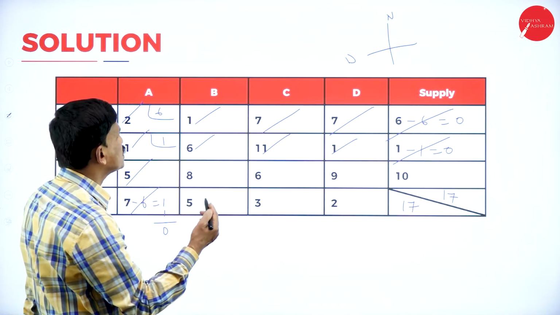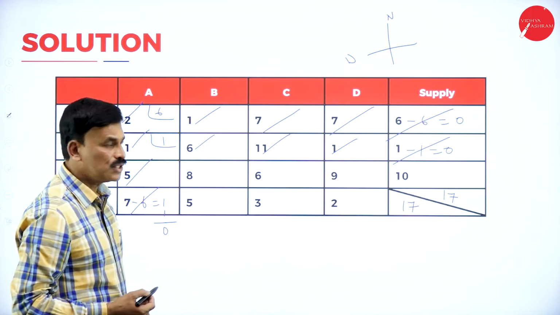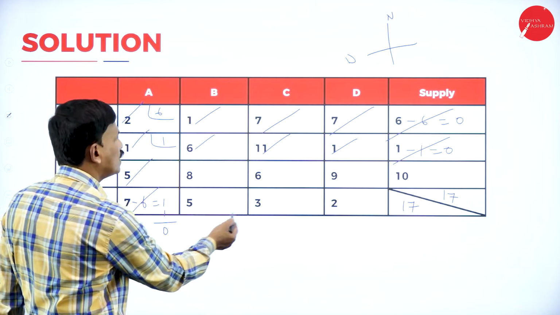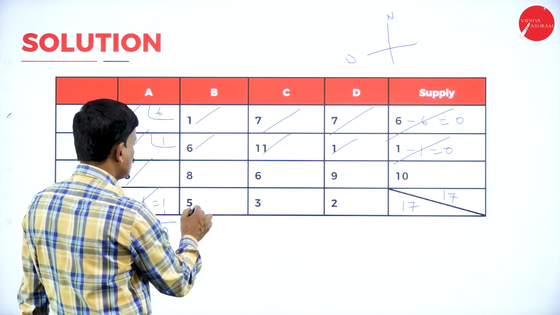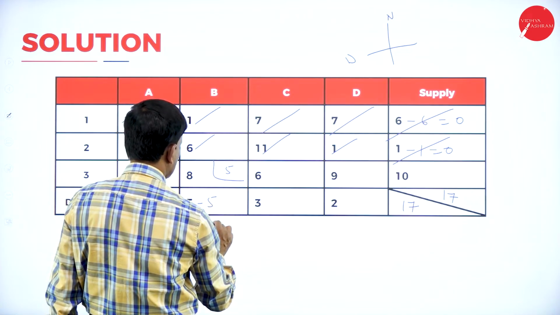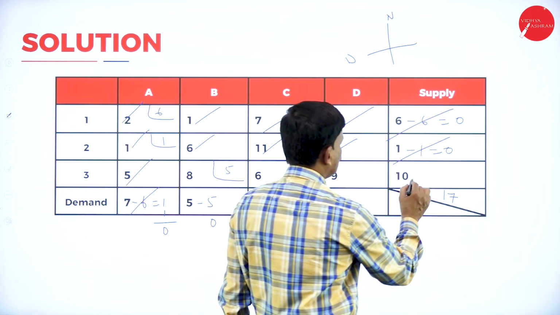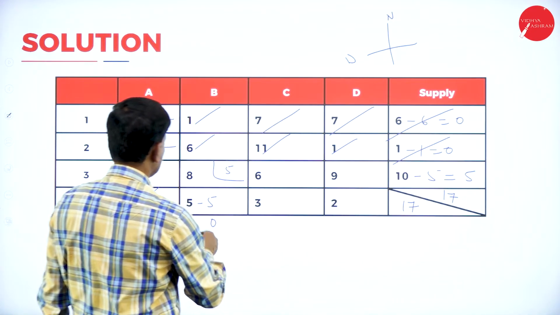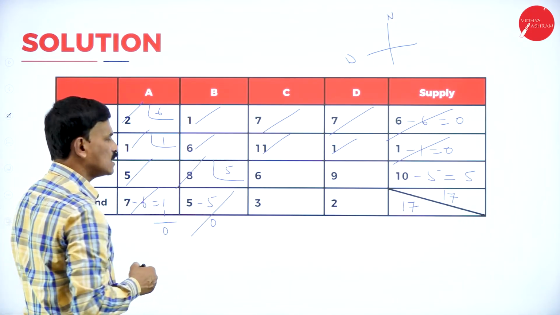The next northwest element is 8. So here just identify the demand and the supply. Demand is 5 and the supply is 10, so 5 is the minimum. So you can allocate 5 here. 5 minus 5 is 0. Here 10 minus 5 is equal to 5. Now once this becomes 0, we can cancel these elements.